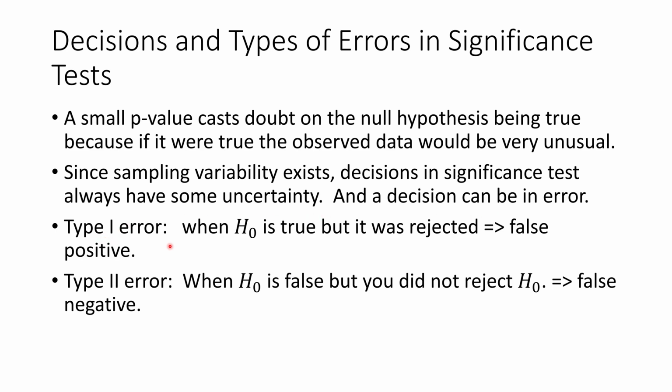Type 1 error is when the null hypothesis is true, but the null hypothesis was rejected. It is called a false positive. Type 2 error is when the null hypothesis is false, but you did not reject the null hypothesis. We call it a false negative.